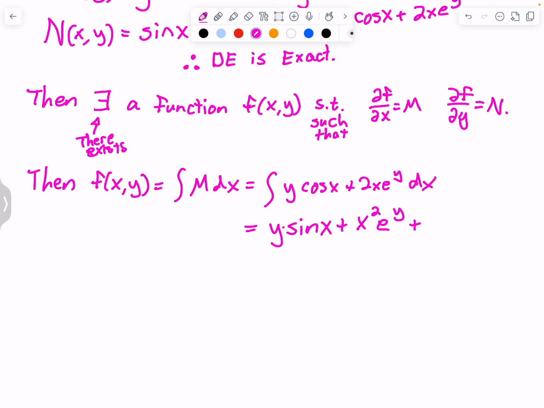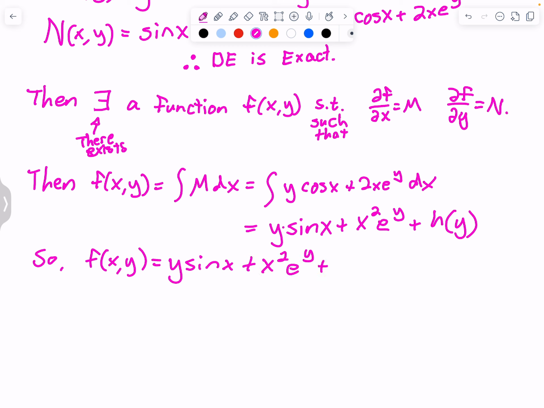But in this case, it could be some function of y, right? So for instance, remember, this is our function. I'm going to write this down so we can see it just in one line. All right, so there is the function right now. And the problem is we don't have the whole function. I'm going to explain this h of y thing real quick.